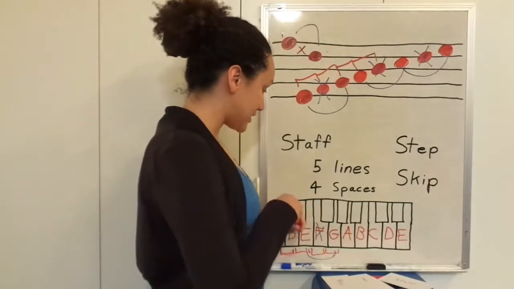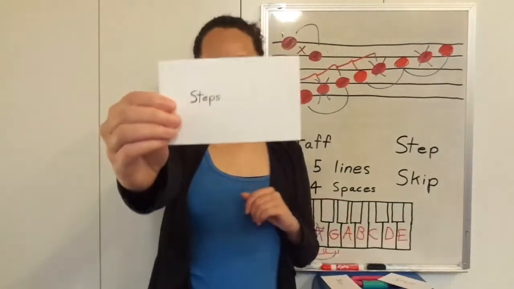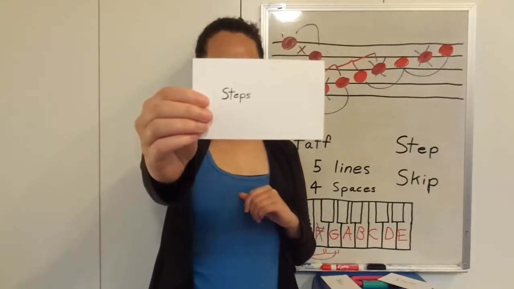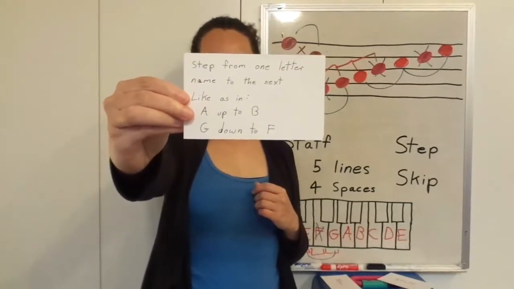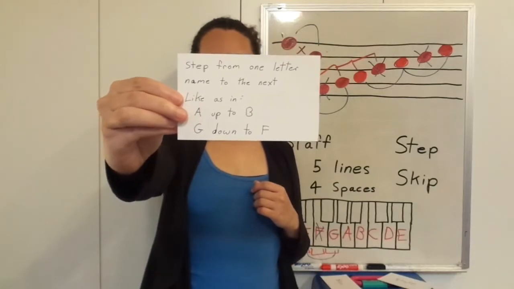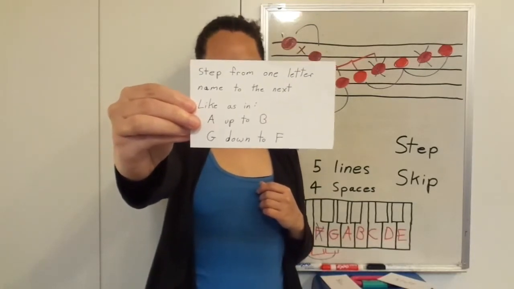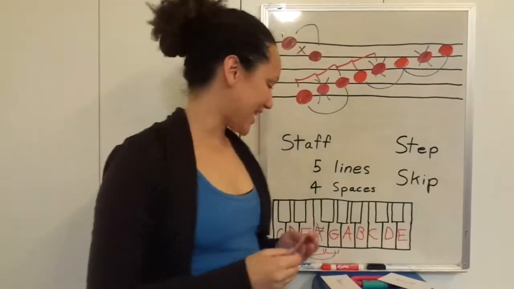Okay, and then the steps. Take another flashcard and write step. Step is from one letter to the very next letter name, as in A to B or G to F. So you're stepping down from one note to the next.